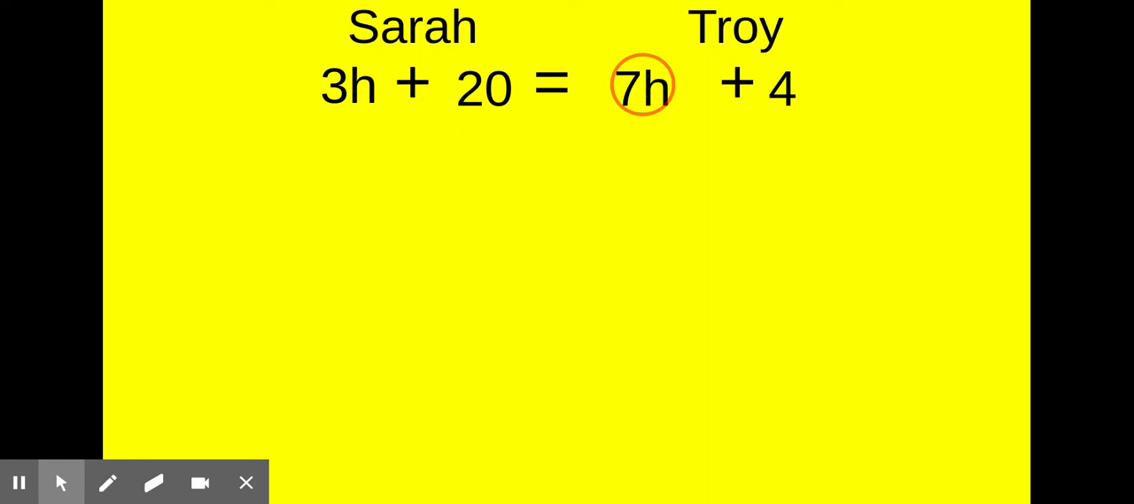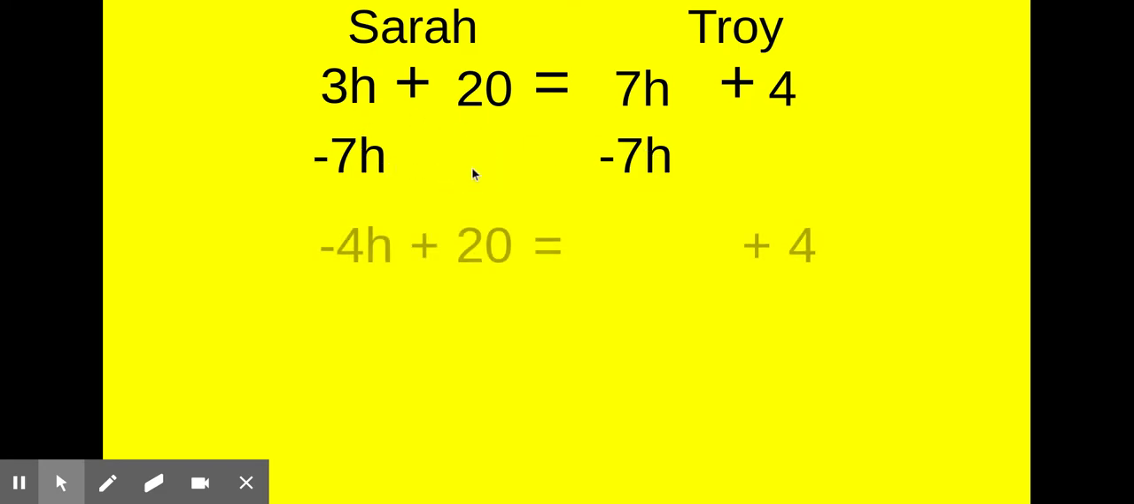So I want to get rid of one of them. So let's just say I want to get rid of the 7h first. If I have something and I want to get rid of it, I'm going to subtract it. So I'm going to subtract it from both sides. So 7h minus 7h is going to cancel that out. On the other side, I'm going to take 3h minus 7h. That's going to give me negative 4h on the left. The 20 is going to come down. Notice the 7h and the 7h cancel out, and then I bring the 4 down by itself.